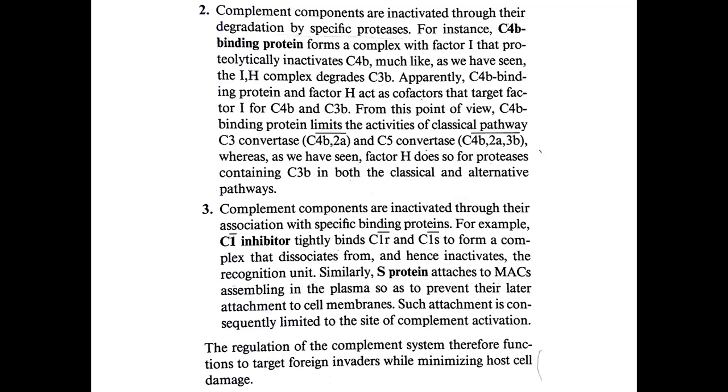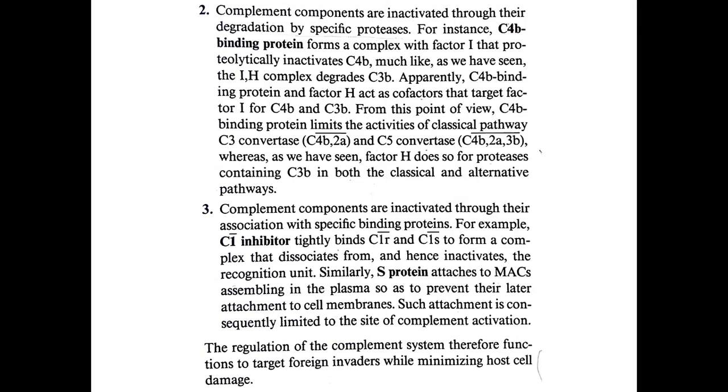The example given here is the C1 inhibitor, which tightly binds C1r and C1s to form a complex that dissociates from and inactivates the recognition unit. The recognition unit is C1. So C1 is inactivated by the C1r and C1s complex.